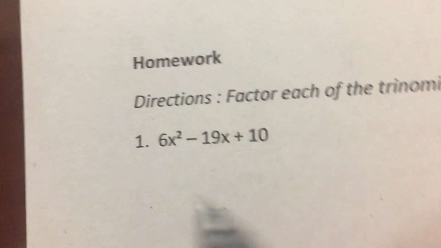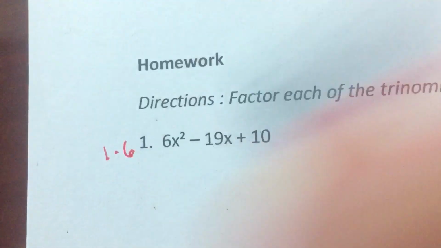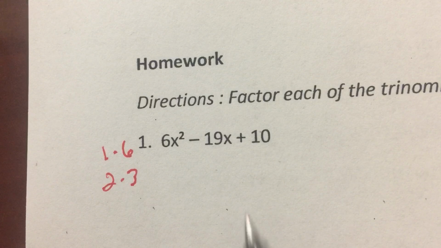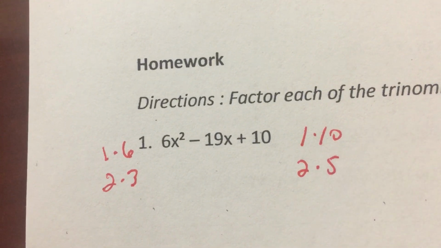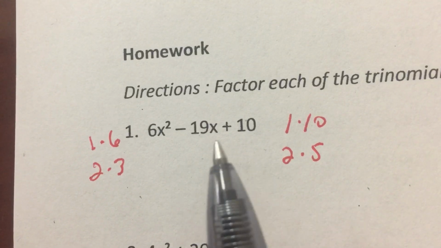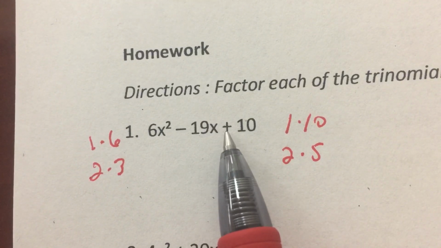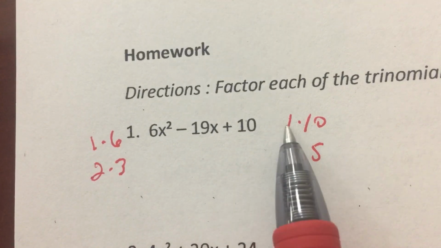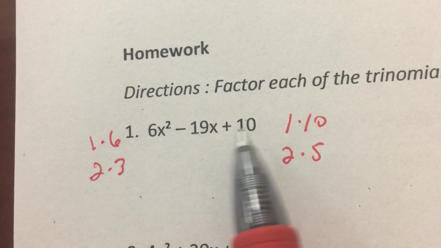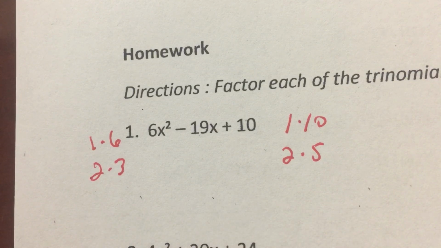So I'm going to have to list the factors of 6, which could have been 1 times 6 or 2 times 3, right? And the factors of 10, which are 1 times 10 and 2 times 5. And what I'm looking for is a combination of numbers that will add to make 19. And if I stare at these, when I think about numbers multiplying, right, I can go forwards or backwards in reverse when I do this.